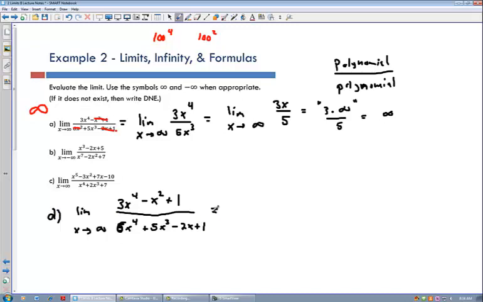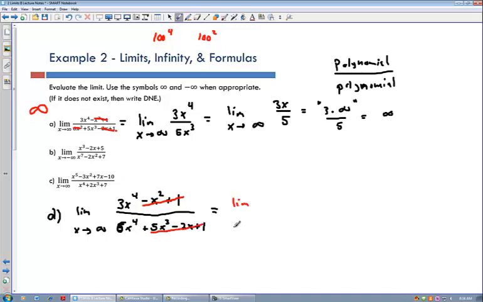So now how would I do this one? So you follow basically the same pattern. Cross off what they have in common. So we cross off the lower degree terms. So x to the 4th, those are lower degree. Now x to the 4th down here. So cross off the lower degree terms. Those are going to be gone.